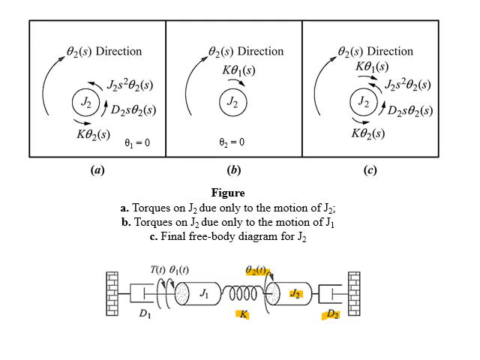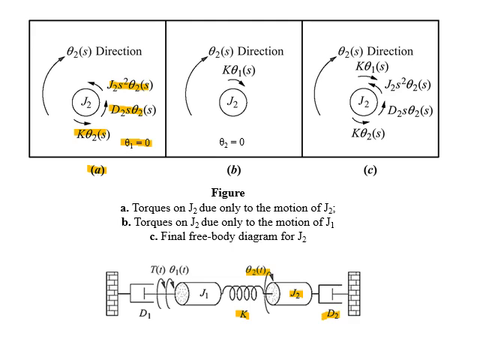Now look at figure A. In this, J2 represents our second test point, θ2 is the direction of rotation. Torques acting in the opposite direction are torque due to inertia, torque due to spring, and torque due to viscous damper. For figure A, it is assumed that the first test point is stationary, which means θ1(s) is equal to 0.